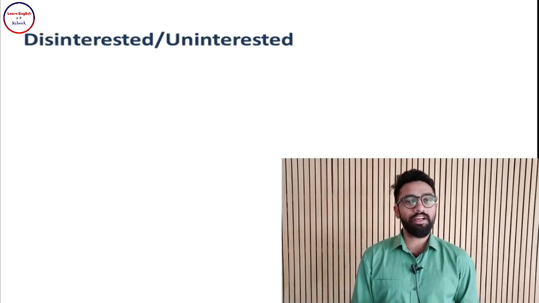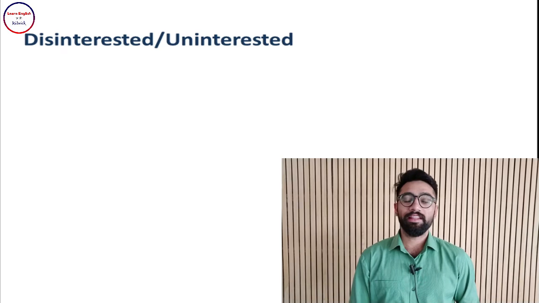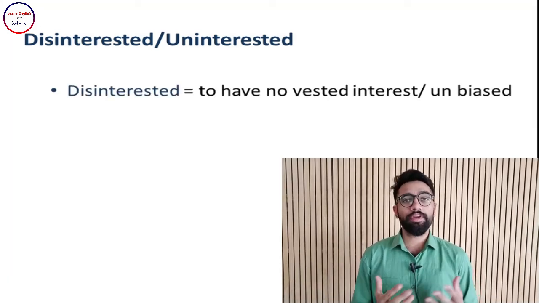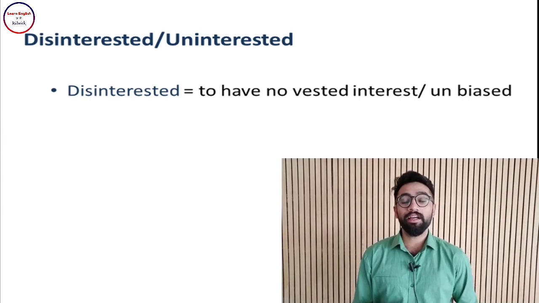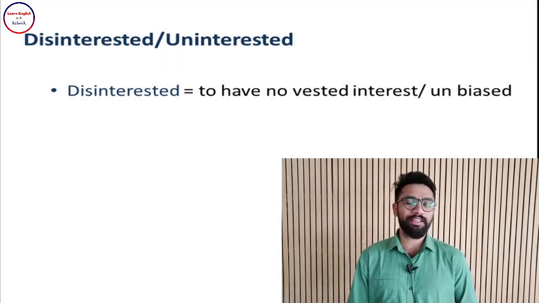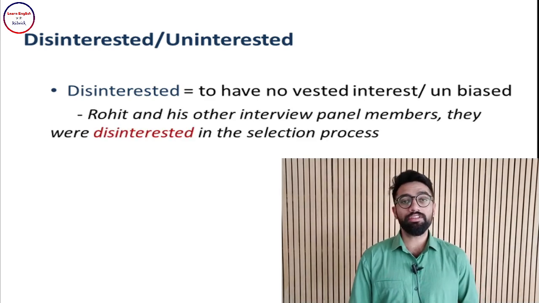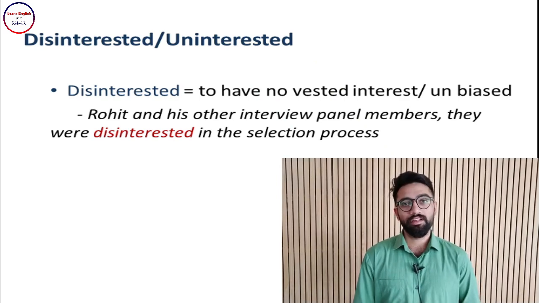These two words are really confusing. We use them as if they have similar meanings. The first is disinterested and the second is uninterested. Disinterested means showing no vested interest towards the activities we are engaged in. That means being unbiased. For example, we can say that Rohit and his other interview panel members were disinterested in the selection process. That means they were unbiased. They had no vested interest in selection of the candidates.